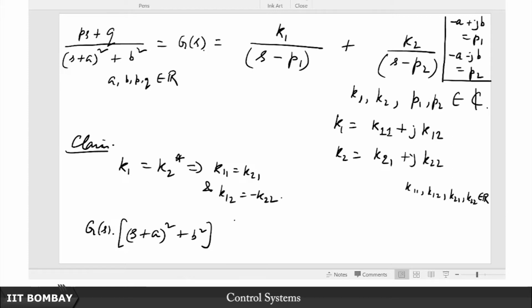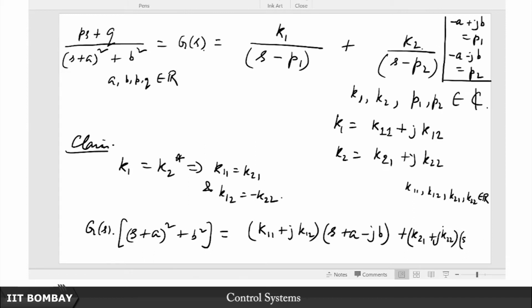Alright. So now we are going to just multiply this on both sides, and what we will then end up with is k11 plus jk12, that is basically k1, times s minus p1 into s minus p2, but the s minus p1 gets cancelled here. So we are just left with s minus p2, which is s plus a minus jb, right, and then plus this k2, which is nothing but k21 plus jk22 times, and now s minus p2 gets cancelled from the overall product here.